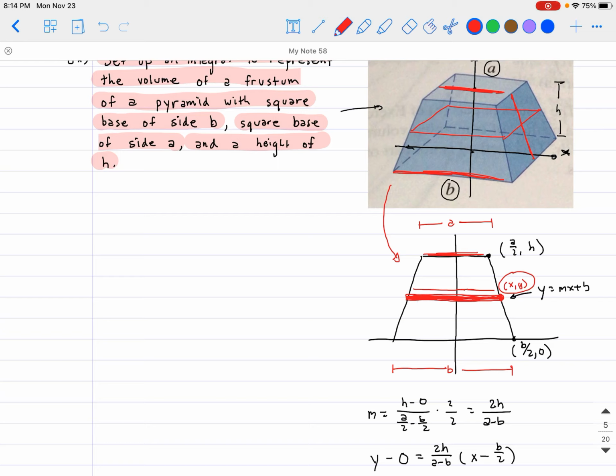So anyhow, first objective, find the equation of that line because that's definitely going to be something that we're going to be using. So we came up with the following coordinates, a over 2 comma h, and then b over 2 comma 0, because remember the height is supposed to be h, and a over 2 is only half the length over here, and b over 2 is half the length that's over here.